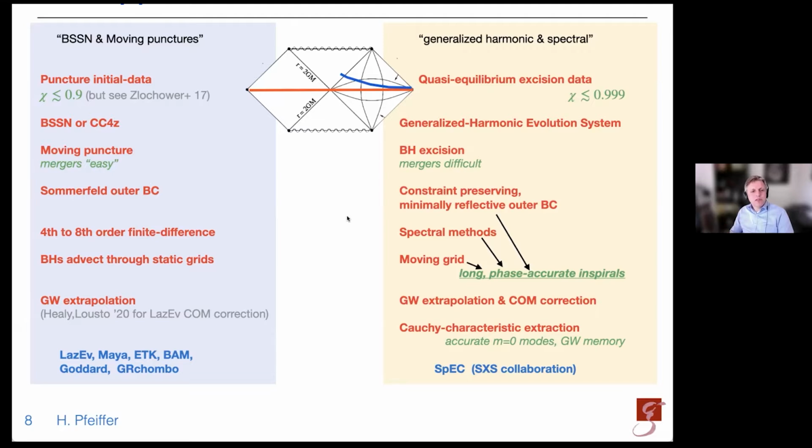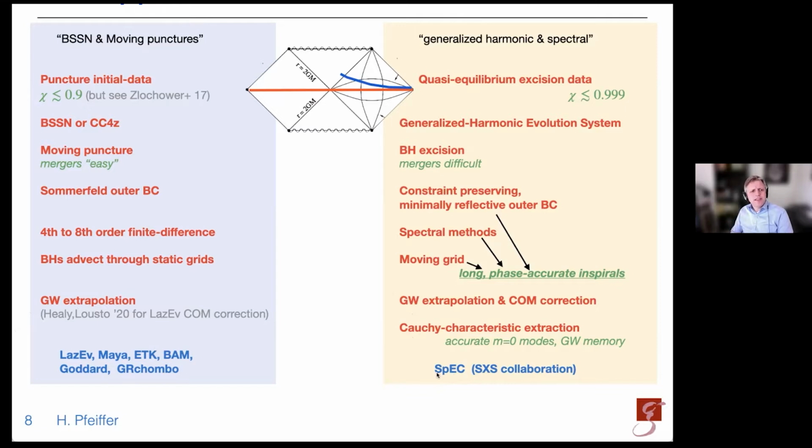The two approaches differ in what numerical methods are used, finite differences versus spectral methods. In the one case, the black holes tend to advect through a static grid. So if the black hole moves, it goes from grid point to grid point. In the other way, the grid actually moves along with the black hole and follows the black holes. Gravitational wave extrapolation and center of mass correction is done differently. And I'm briefly touching on one of the new features we do in our codes, Cauchy characteristic extraction, later on. So a lot of different approaches, a lot of difficulties and differences. Several groups are pursuing the left-hand side because you can use it with finite difference code and with the Einstein Toolkit. The right-hand side is pursued by my SXS collaboration using the Spectral Einstein Code.